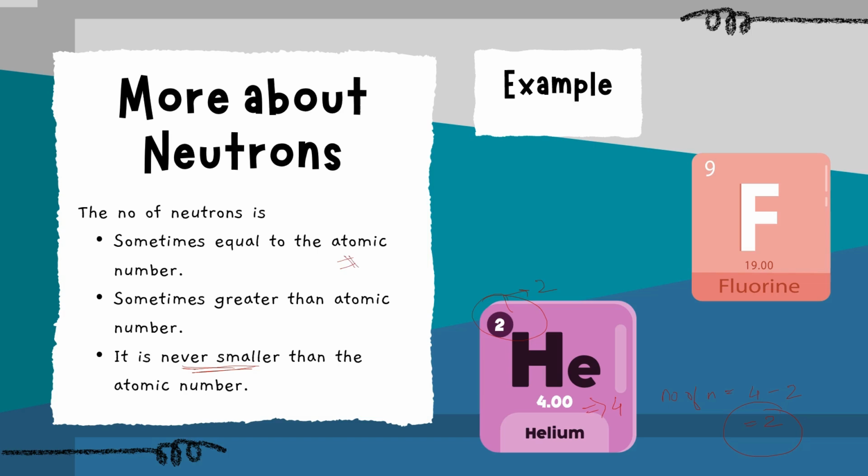Then, for example, fluorine. In fluorine, the mass number is 19, protons are 9, neutrons will be 19 minus 9, that is 10. So the number of neutrons is greater than the atomic number or the number of protons. This is the second case. And the third case was it will never be smaller than the atomic number.